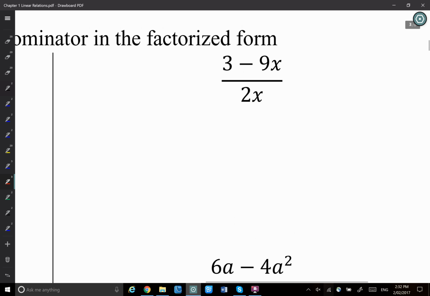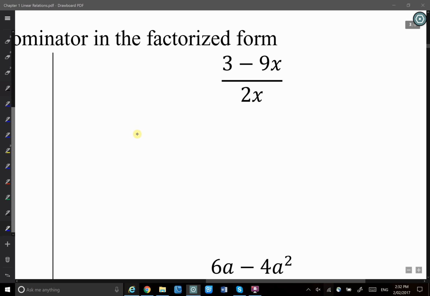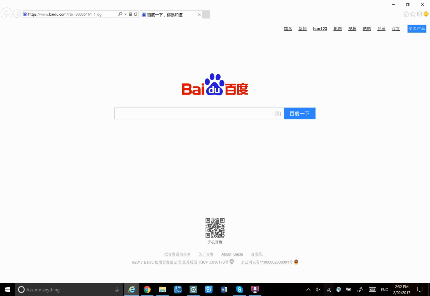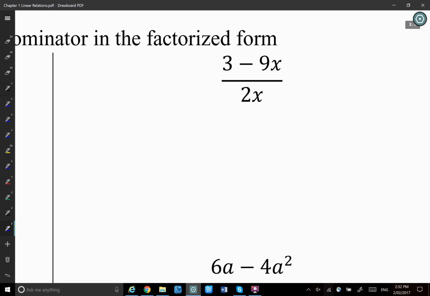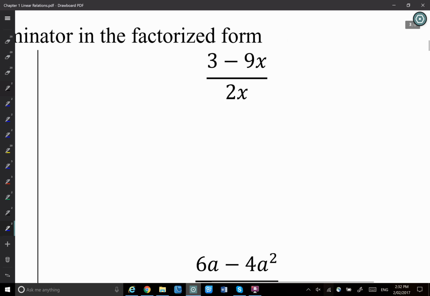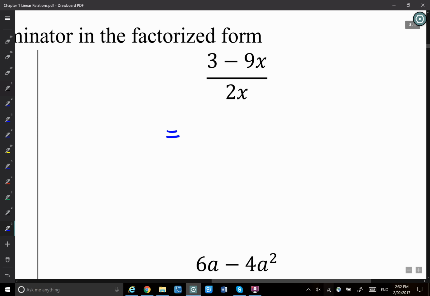Okay, for the next one, we have 3 minus 6x over 9x. So we need to factorize that first. We have 3 and 1 minus 2x. We take 3 as a common factor, over 2x.